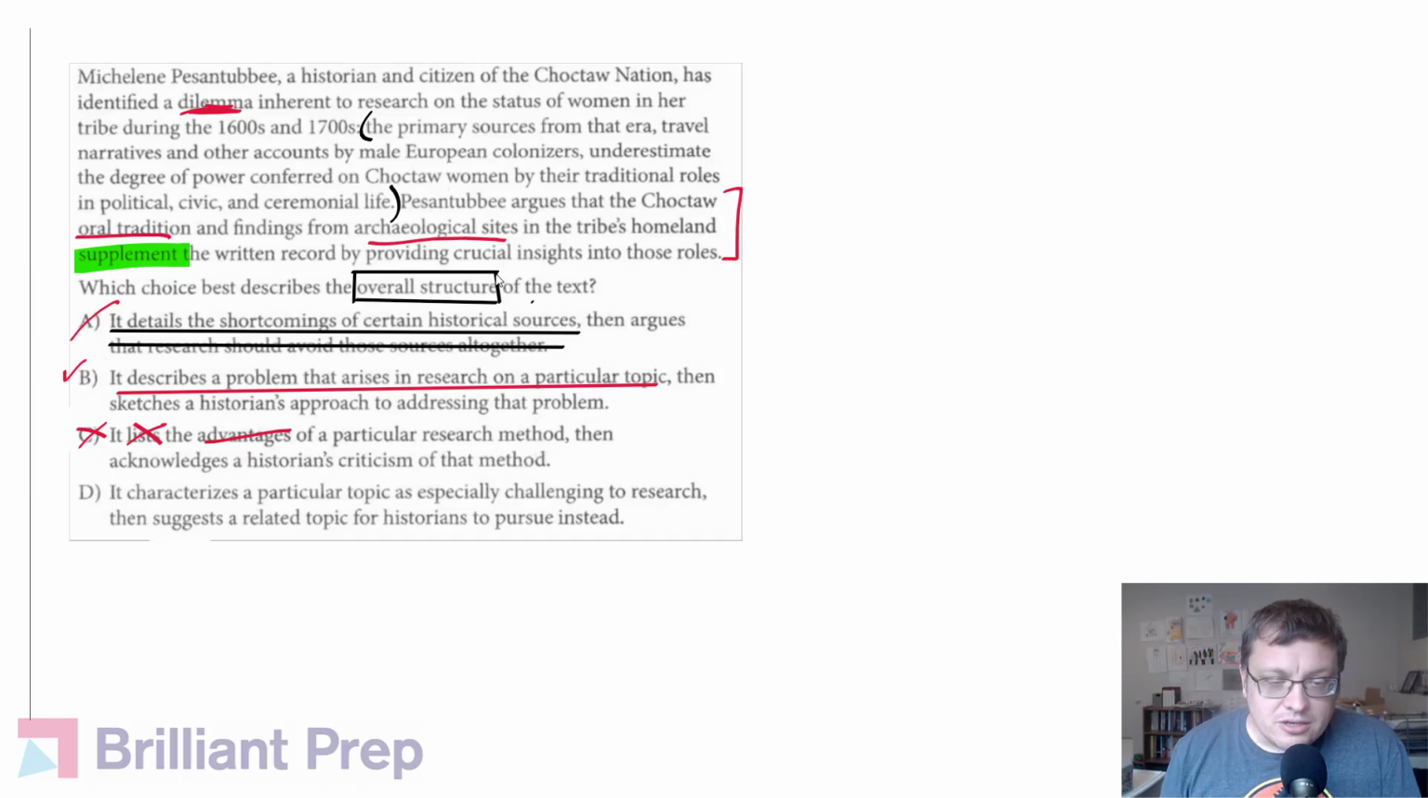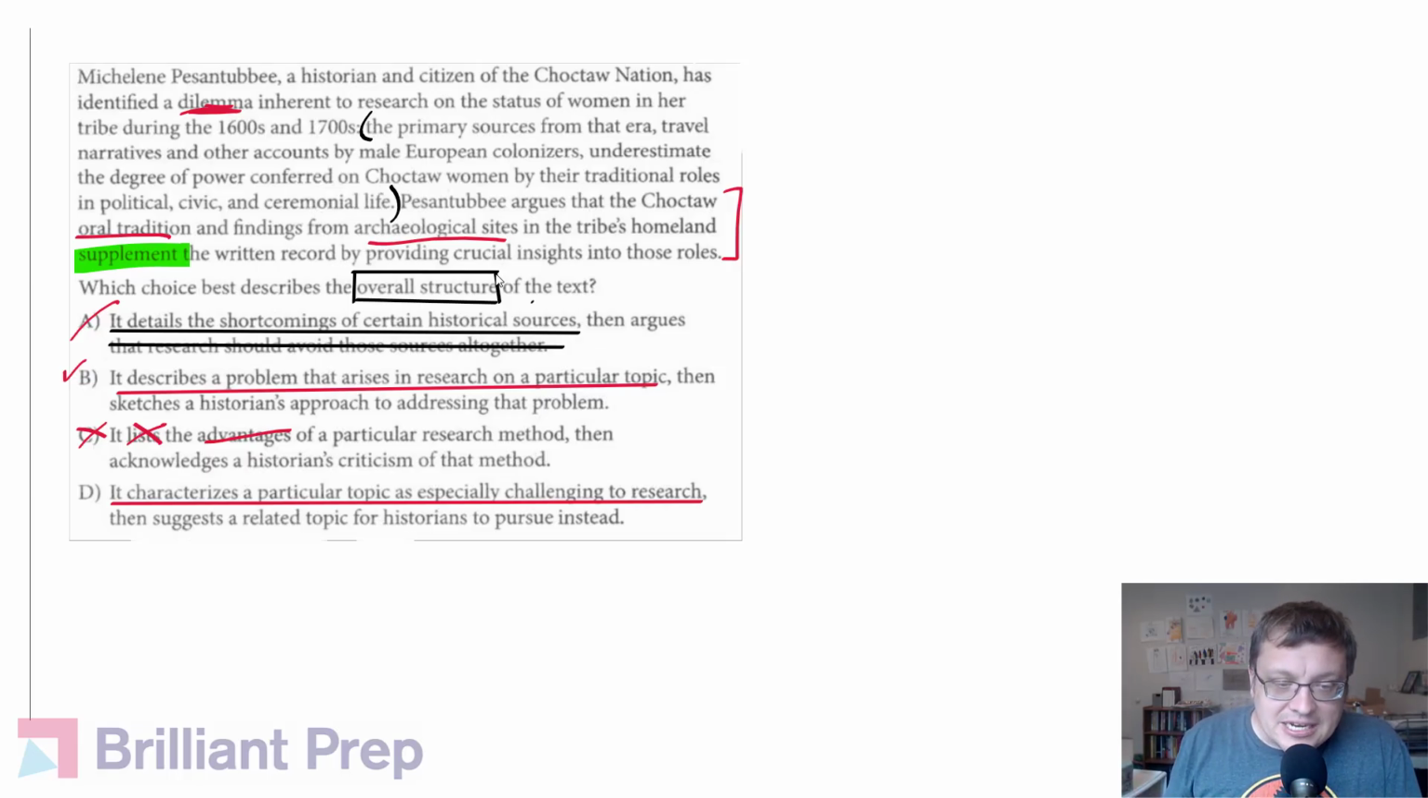It characterizes a particular topic as especially challenging to research. This is not quite fitting with the opening. I don't think it's focusing on the challenge of the research in general. It's focusing more on the problem with this particular set of sources. But again, we'll hold it. Let's see what else there is.